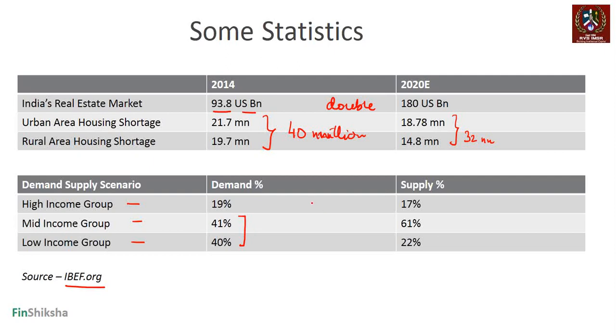So this is demand and supply, and they match here: 17% supply, 19% demand, right? In the second case, this is an oversupply scenario where supply is 61% but demand is only 41%. This has resulted in the market becoming stagnant, right? On the lower income group, there is an undersupply, right?